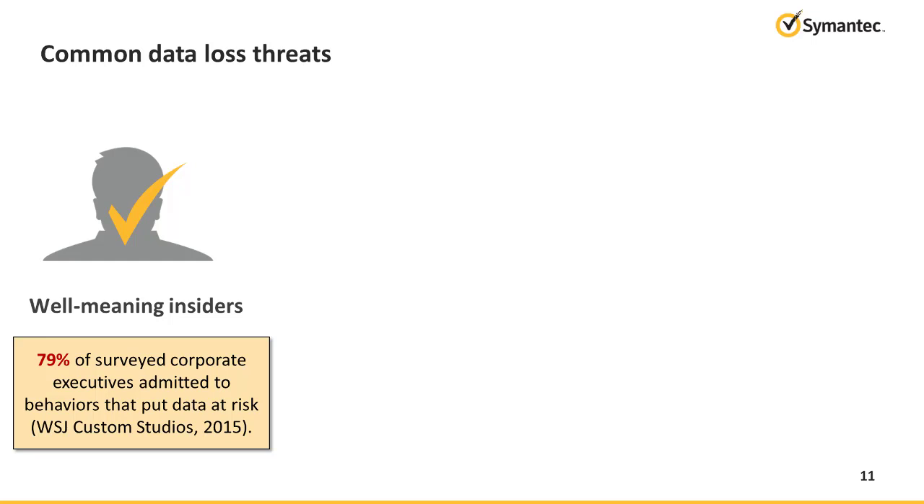In a study conducted by the Wall Street Journal Custom Studios in 2015, corporate executives who were surveyed admitted to intentionally or unintentionally engaging in behaviors that placed corporate data at significant risk of security breach. Those behaviors included the following activities. 53% admitted to uploading and storing company documents on a USB stick. 51% said they emailed company documents from a personal email address. 44% uploaded company documents to file sharing sites so they could work from other devices or share with others. 38% said they shared company information and documents via social networking sites.